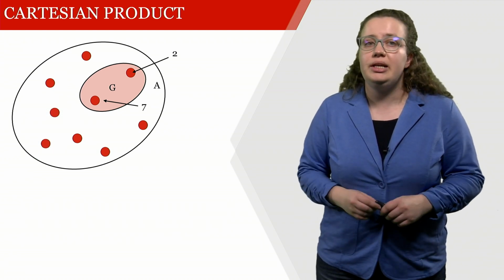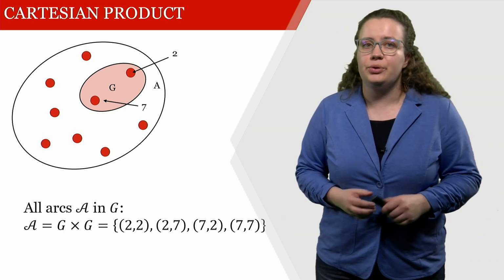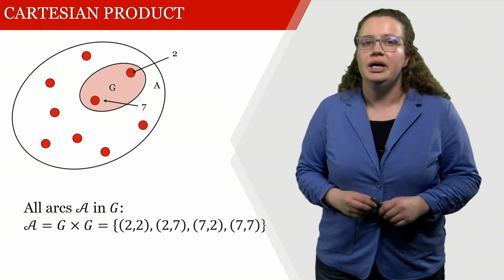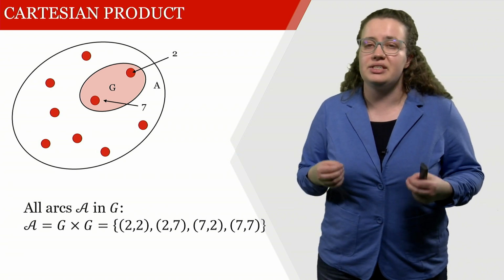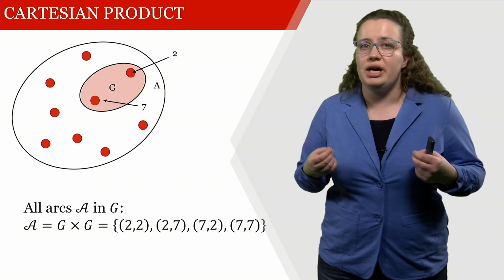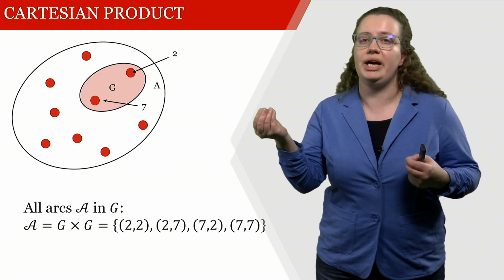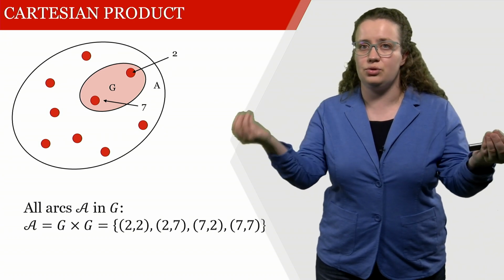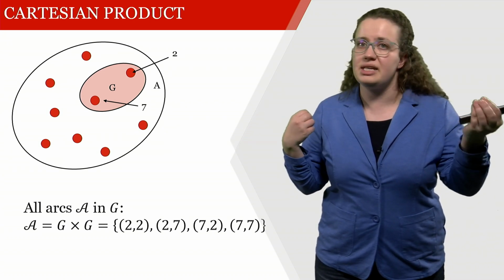Now let's only look at the set G. We can of course also come up with the Cartesian product of G with itself. This could, for instance, be the set of all arcs that are within G. So I can drive from 2 to 2. I can drive from 2 to 7. I can drive from 7 to 2. And I can drive from 7 to 7.